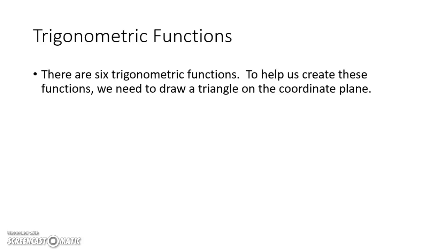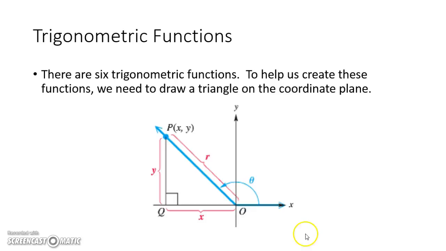To begin, let's look at where these functions come from. We need to look at a triangle. That's where they come from. Here we have a drawing. You see we have the angle theta, and it's created this nice right triangle. On the ray ending in theta, you have a point, and this point is (x, y).